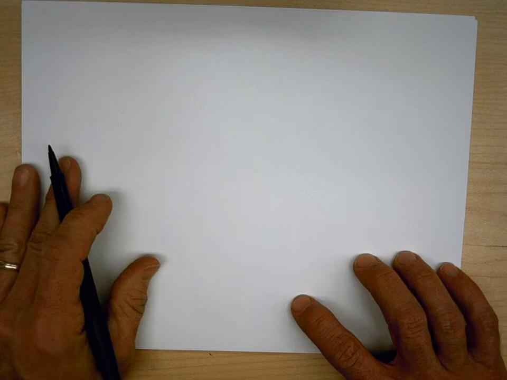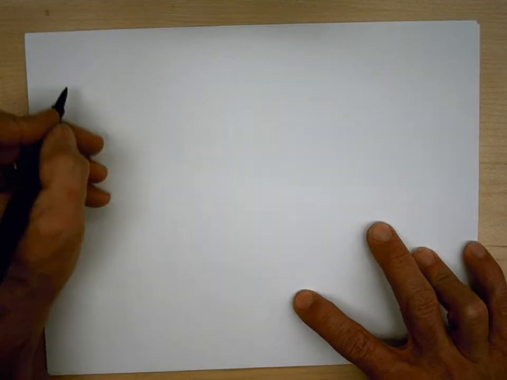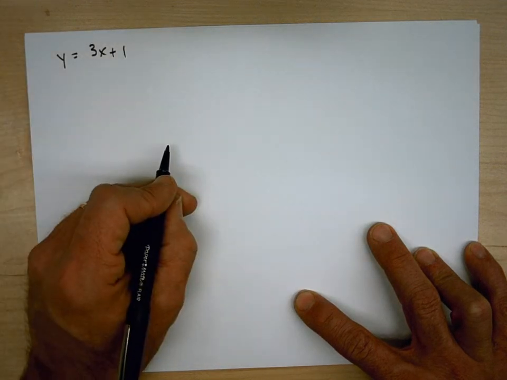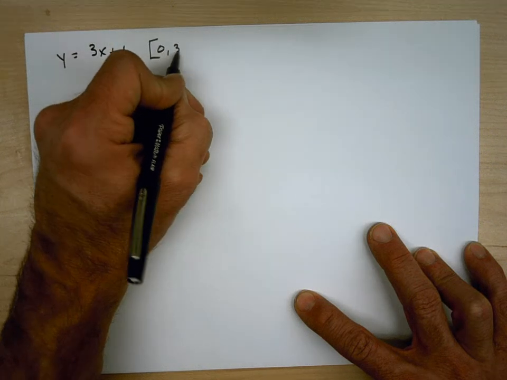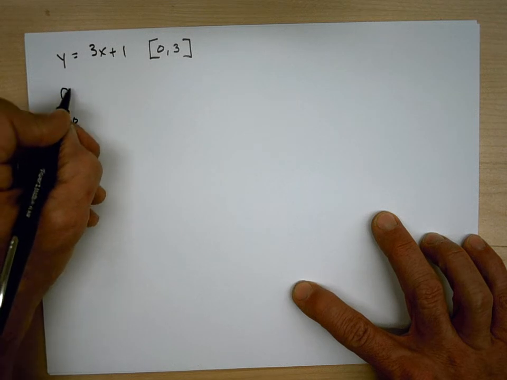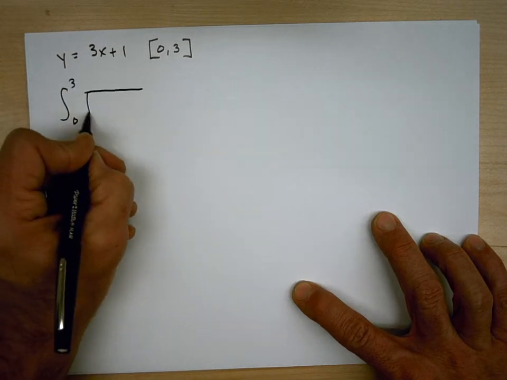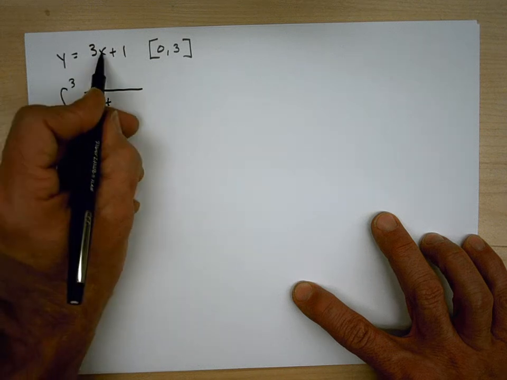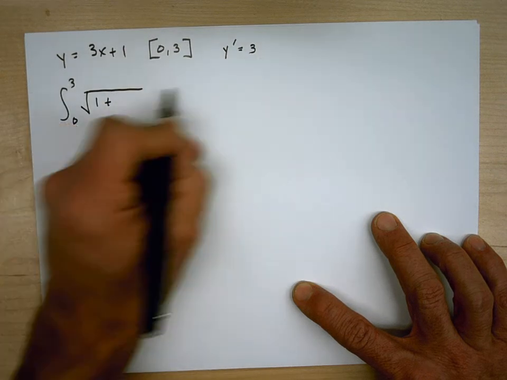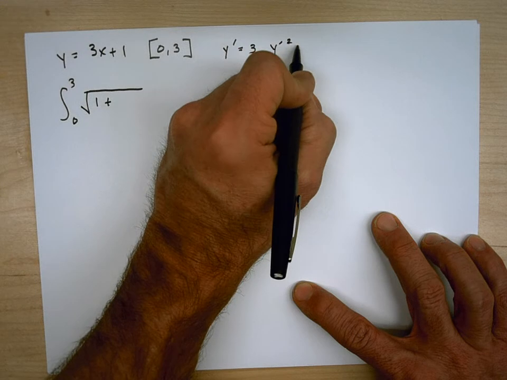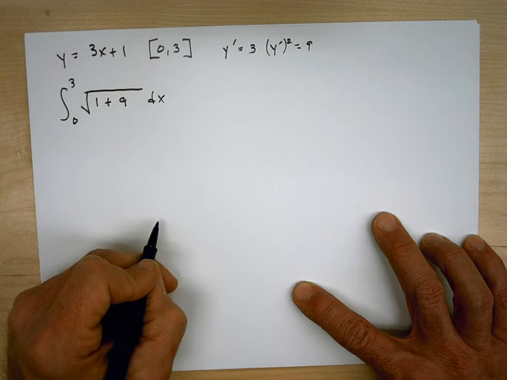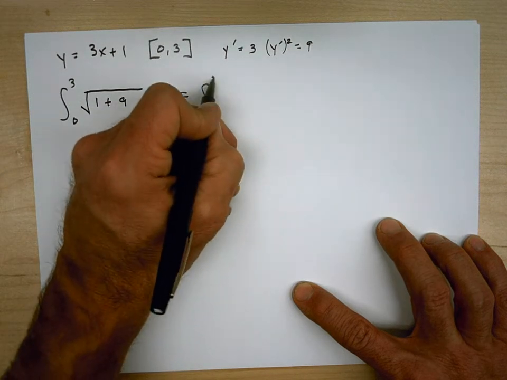All right, so for the first example, let's let our function equal 3x plus 1, and we want to find the length of this curve from 0 to 3. So our formula, we're going to integrate from 0 to 3, and it's going to be the square root of 1 plus the derivative of this function squared. So the derivative of 3x plus 1 is 3. So y prime squared is 9. So I have 1 plus 9, dx.